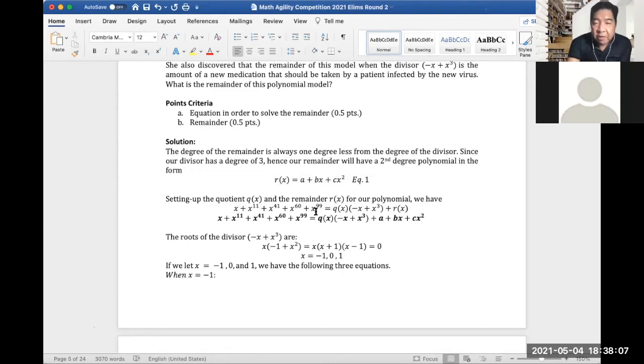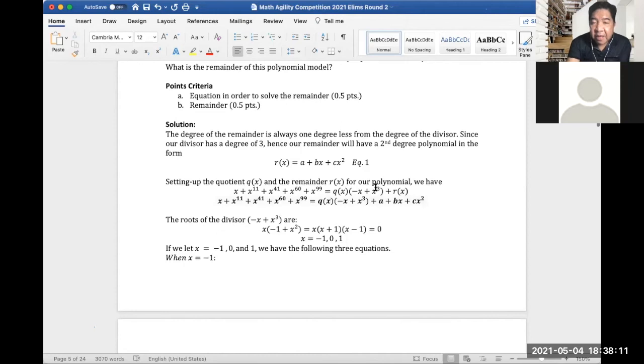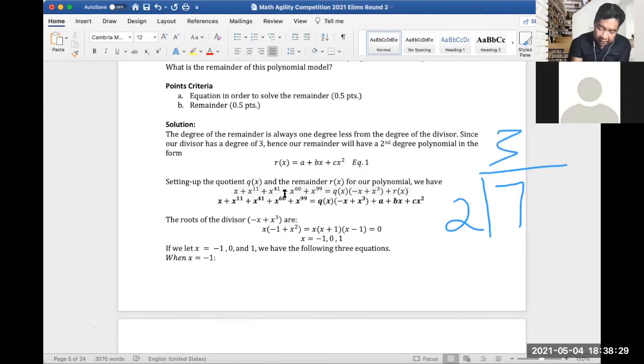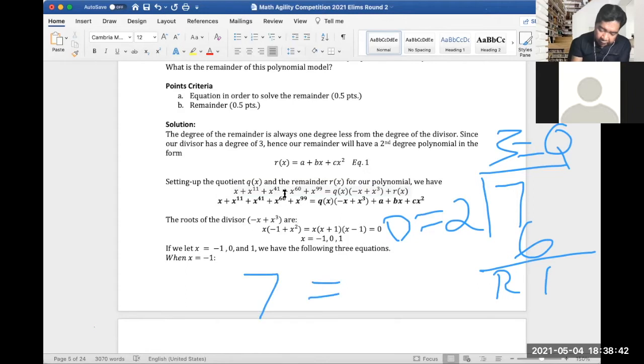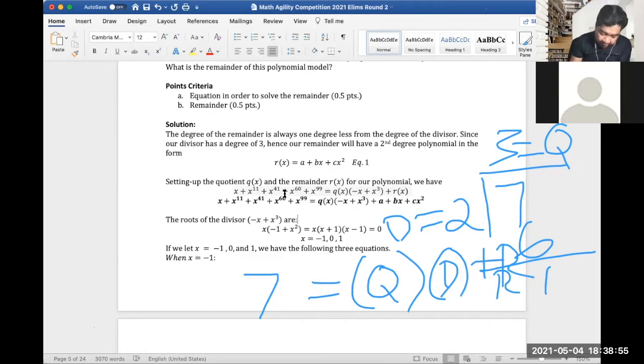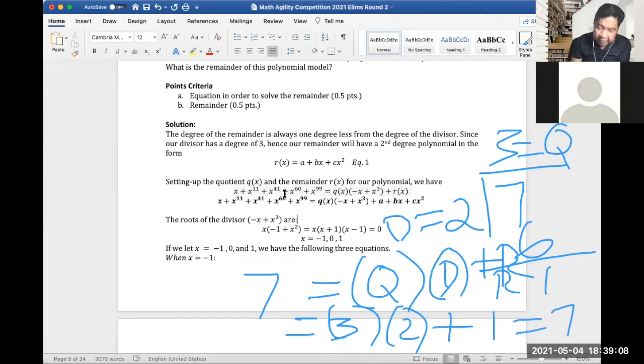So since this is our polynomial, our quotient multiplied by our divisor plus remainder would equal our polynomial, right? It's like if we try to divide 7 by 2, we get 3, since 3 times 2 is 6, and the remainder is 1. This is our quotient. This is our divisor. So our 7 would be equal to quotient multiplied by the divisor, plus remainder. What is our quotient? It's 3, and the divisor is 2, plus 1. So that would be equal to 7. So that's what we did here.